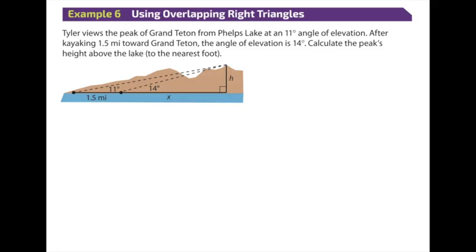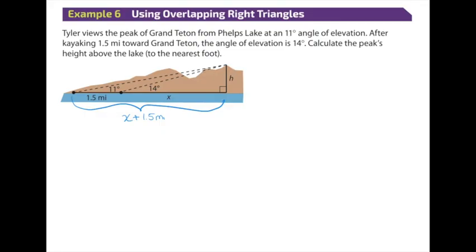So what never changes? Well, the height of the mountain. Clearly the height of the mountain is not changing, right? So we're going to use everything in relationship to this, all right? So when they said he kayaked, it's from his starting point here. So his total distance here is going to be the distance that he ends up being plus that 1.5 miles, right? So we basically have two triangles that are created here.